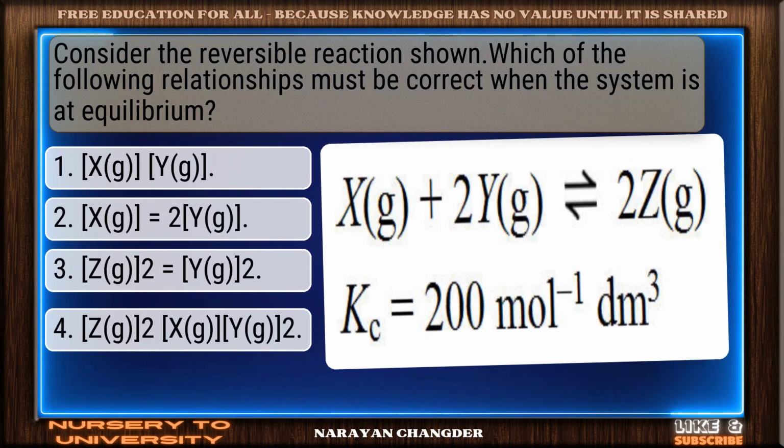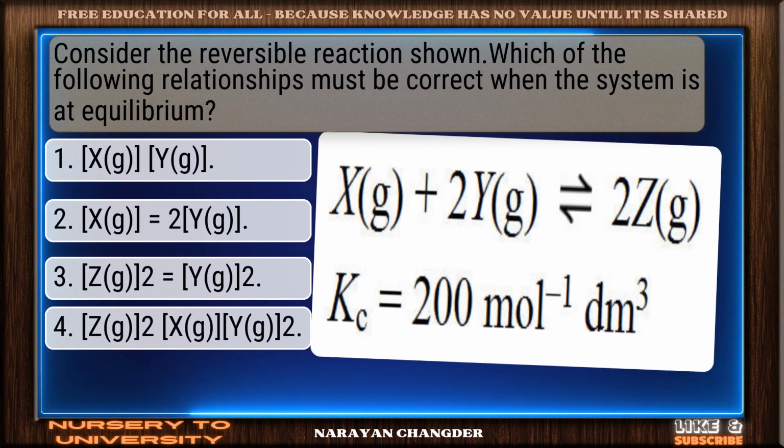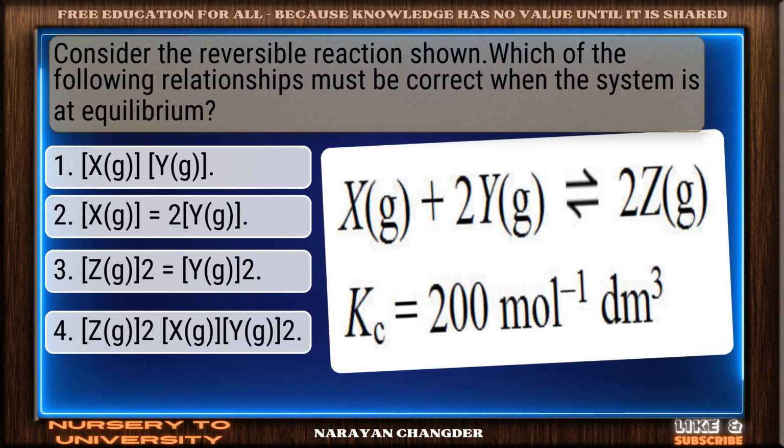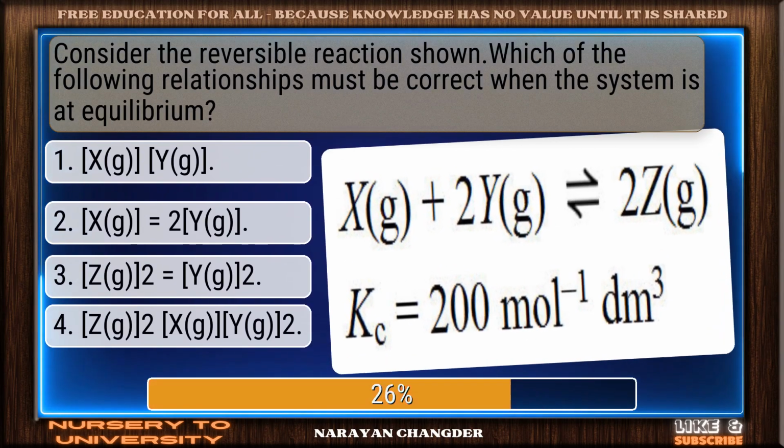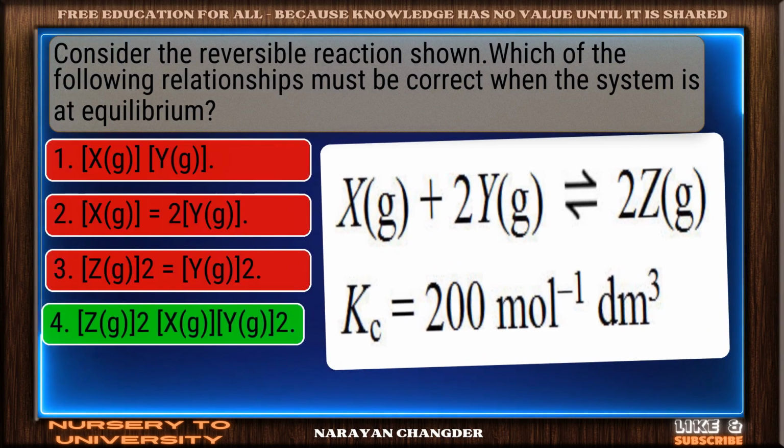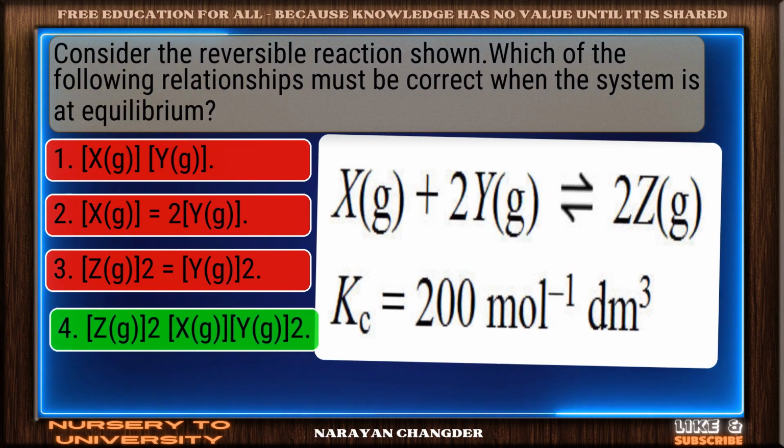Consider the reversible reaction shown. Which of the following relationships must be correct when the system is at equilibrium? Right choice. The second option is the best answer.